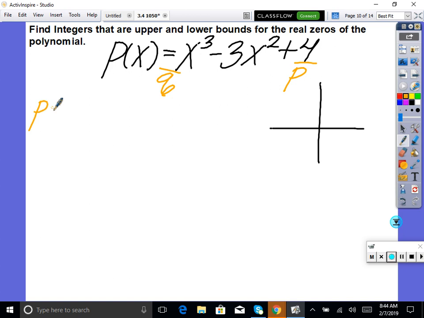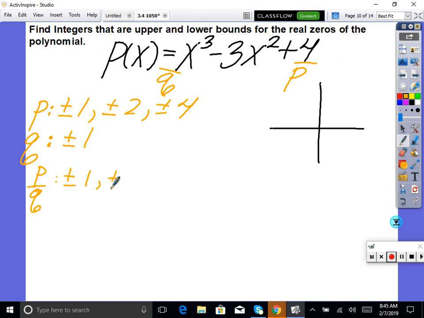So factors of P: plus or minus 1, plus or minus 2, plus or minus 4. Factors of Q: plus or minus 1. So P over Q is plus or minus 1, plus or minus 2, plus or minus 4. So now it could cross at -4, -2, -1, putting all my negatives in order, so I'm used to writing it. It could cross at 1, 2, or 4.